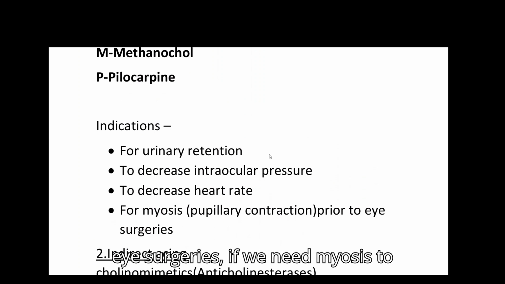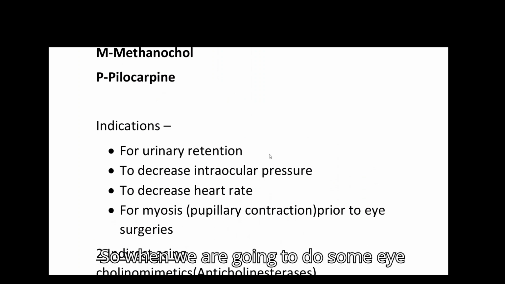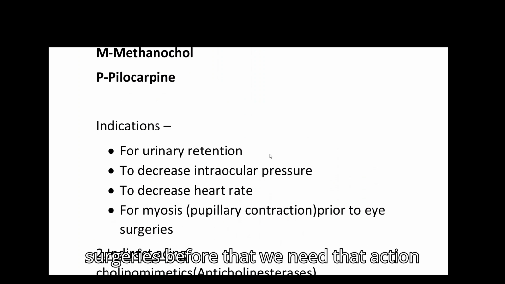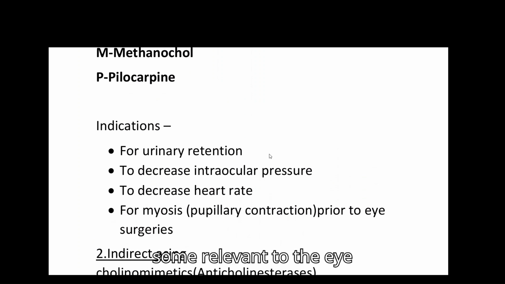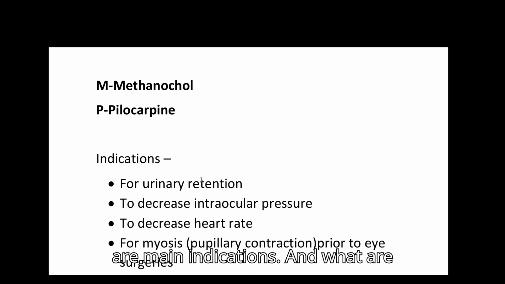Before eye surgeries, if we need miosis to happen, what does miosis mean? Pupillary contraction. In the sympathetic nervous system, when it is activated, it will cause mydriasis; it will dilate the pupil. In the parasympathetic system, it will constrict the pupil. So when we are going to do some eye surgeries, before that we need that action relevant to the eye surgery, so we use these drugs. Those are the main five drugs and main indications.